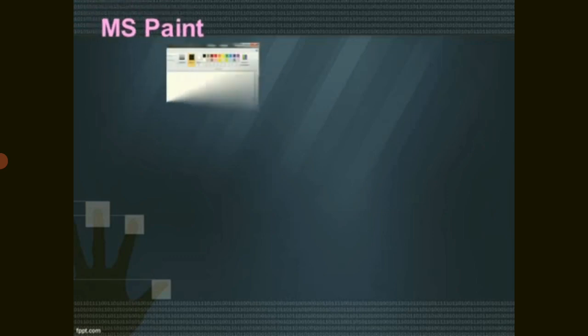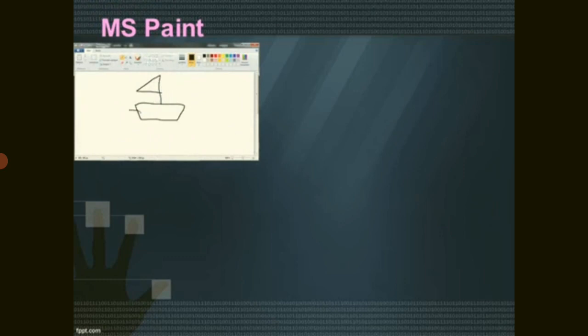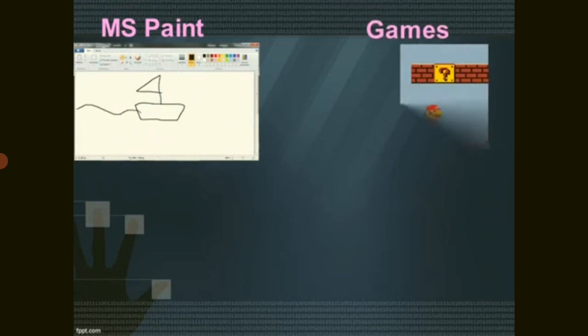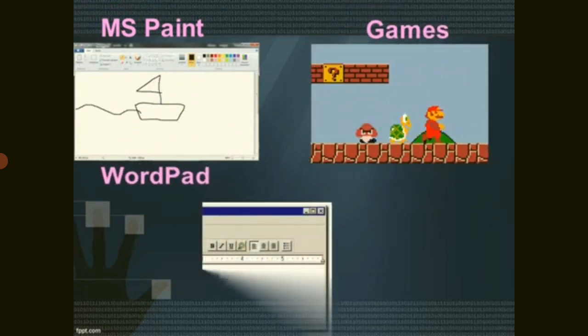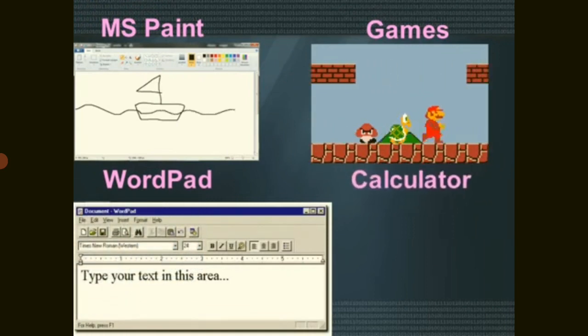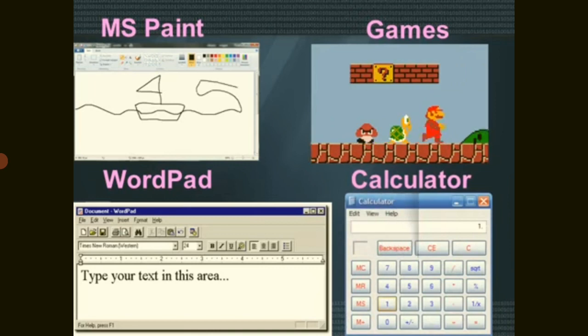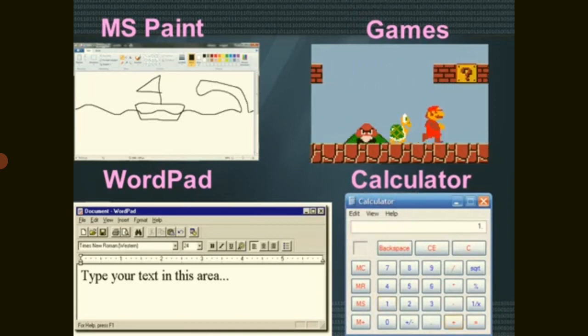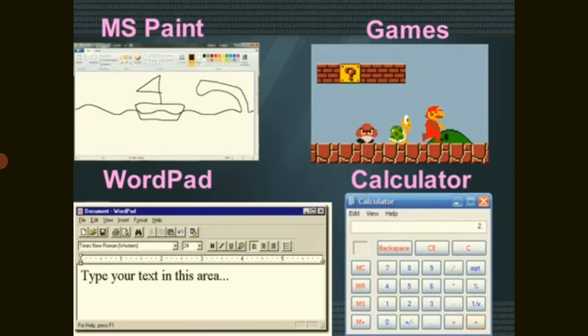There are different types of application software that help in doing specific types of jobs. For example, MS Paint, used for drawing pictures. Games, used for entertainment. WordPad, used for typing and making corrections in the text. And calculator, used for doing calculations. Likewise, there are a number of application softwares present in our computer.